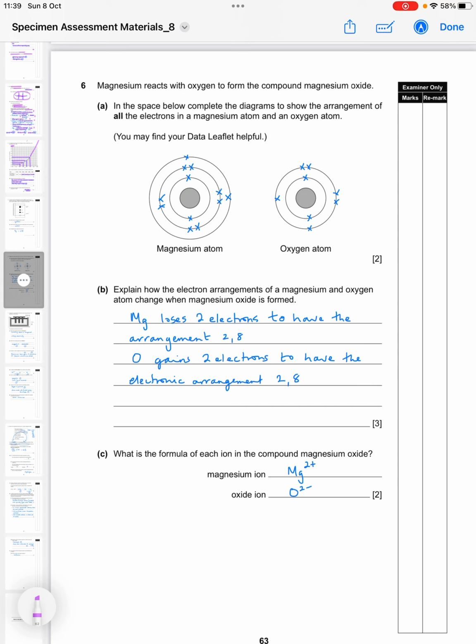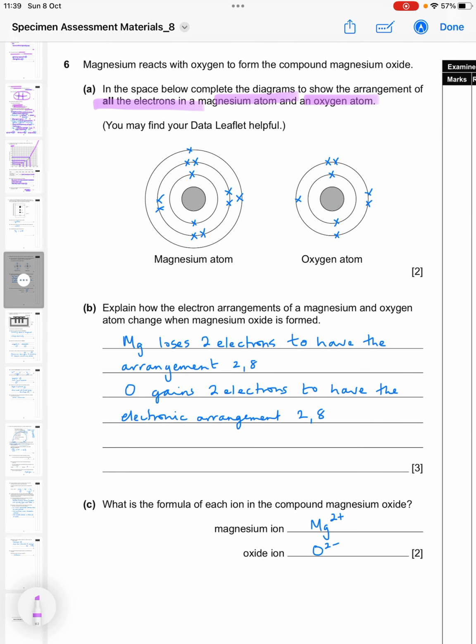Number 6, magnesium reacts with oxygen to form the compound magnesium oxide. In the space below, complete the diagrams to show the arrangement of all the electrons in a magnesium atom and an oxygen atom. It says you may find your data leaflet helpful, so you look up magnesium and oxygen and look at their atomic numbers.